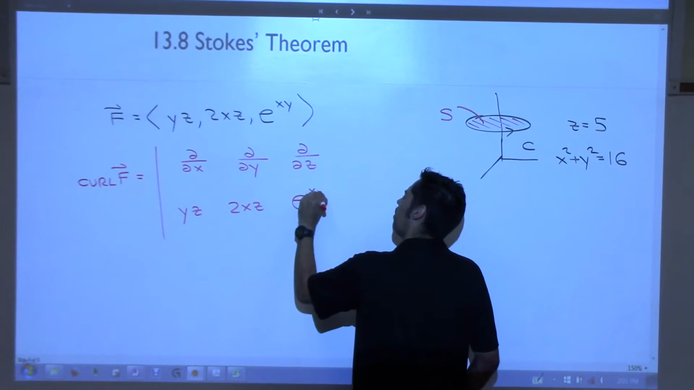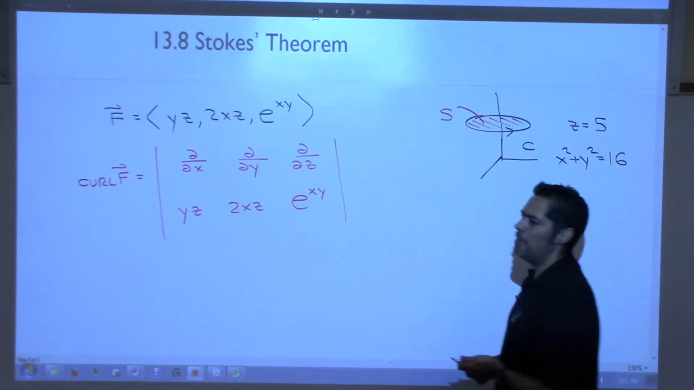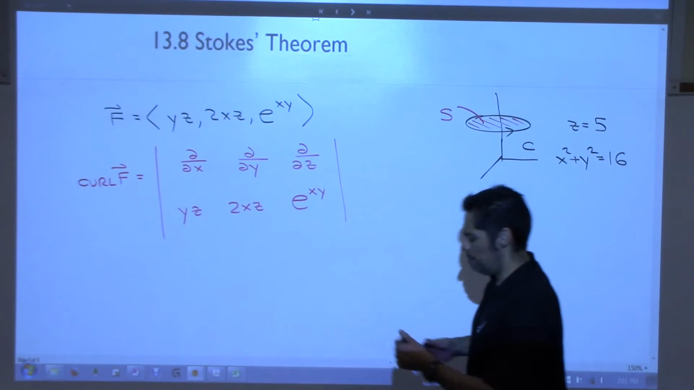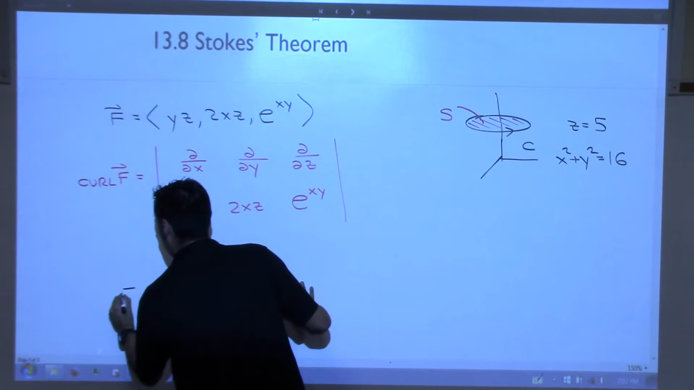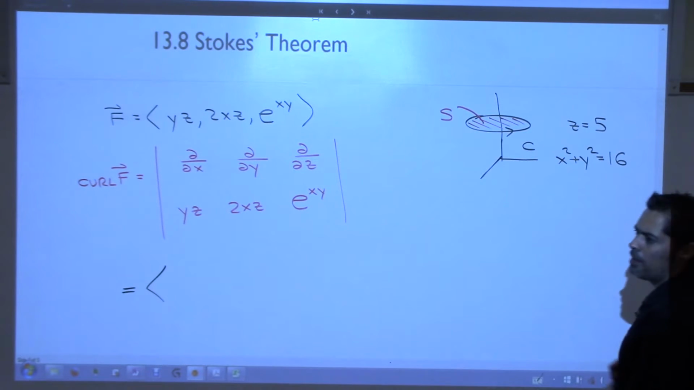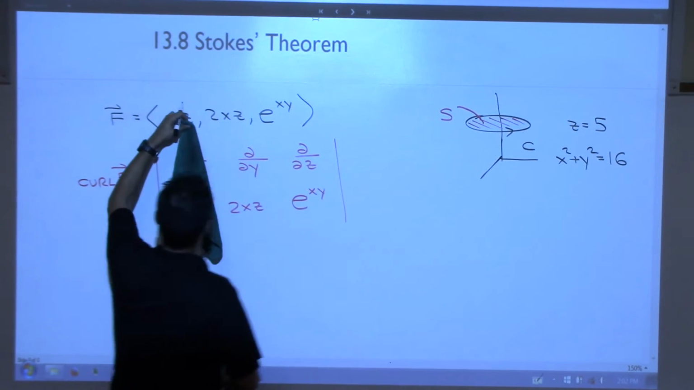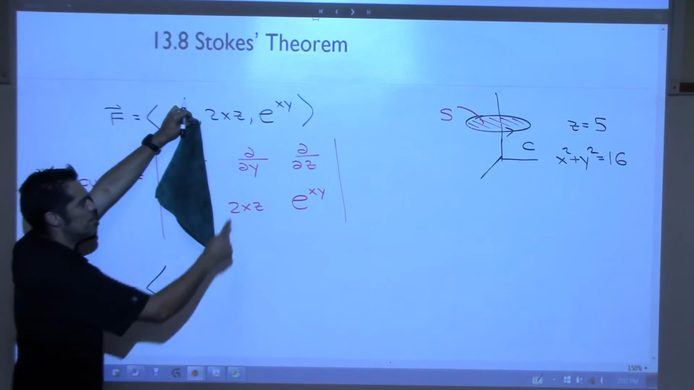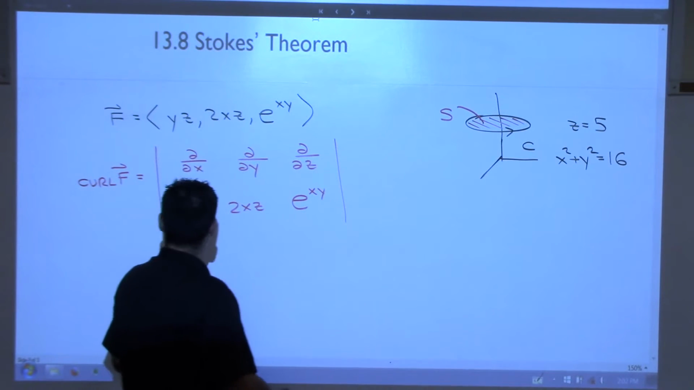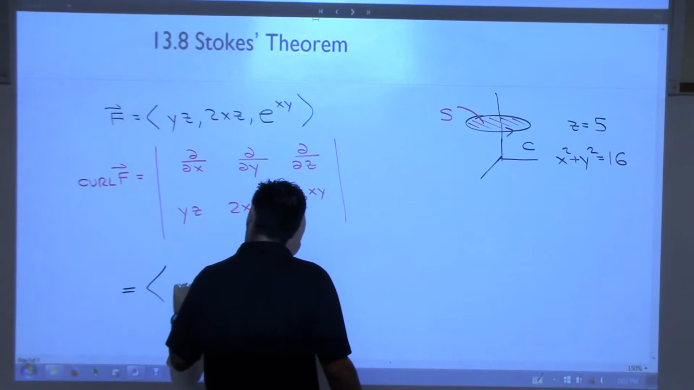E to the xy. And then you do that little determinant thing. So let's do that. This will be a vector, right? Curl is a vector. So we cover up the i components and do a determinant there. So what's the partial with respect to y of this? X e to the xy.